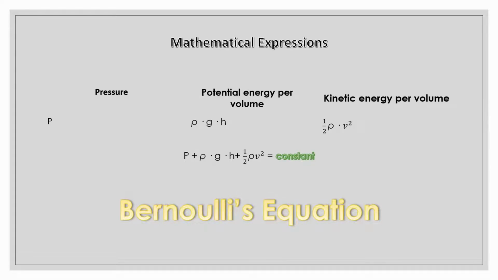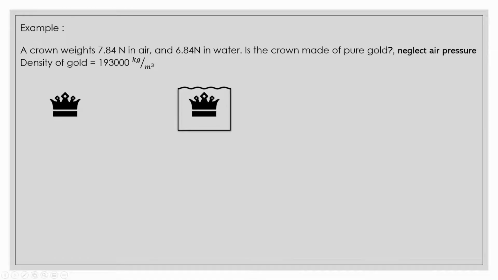Now that we have established our conceptual and mathematical basis, we can begin solving examples to see how this plays out. So then, let's take a look at this example. It reads, a crown weighs 7.84 Newton in air and 6.84 Newton in water. Is the crown made of pure gold, neglecting air pressure? And the density of gold is given to us.